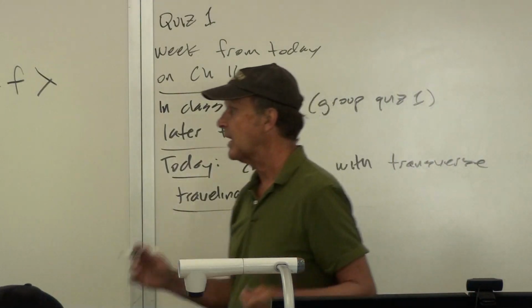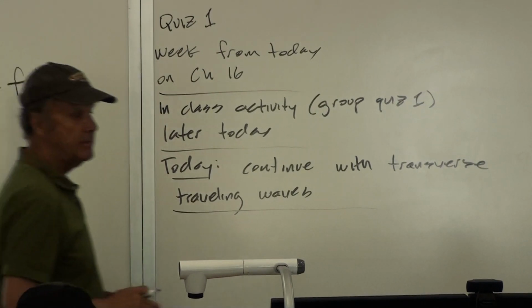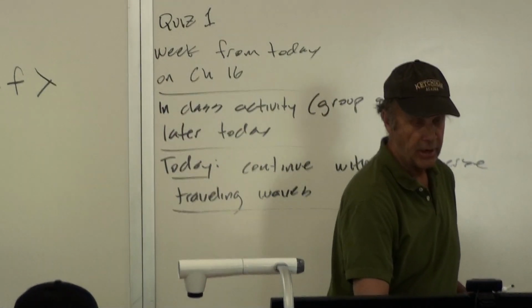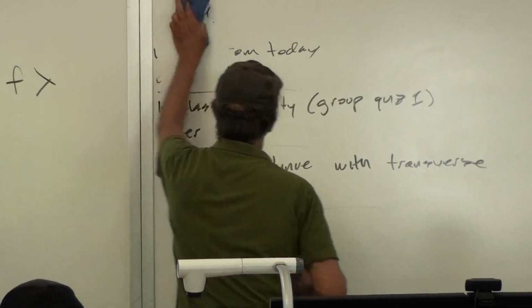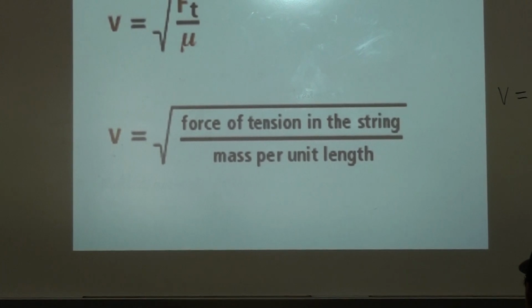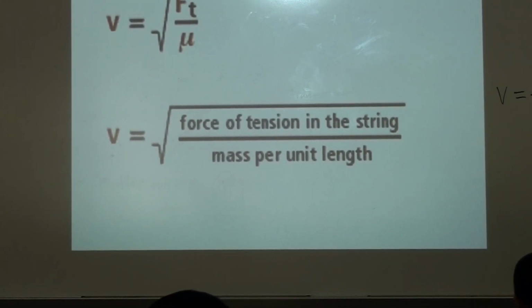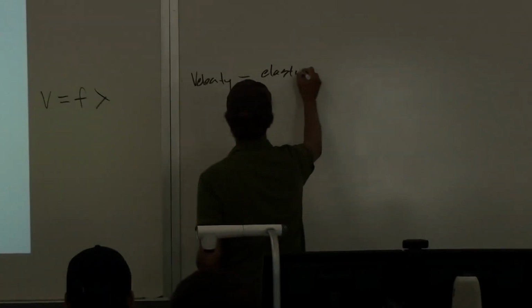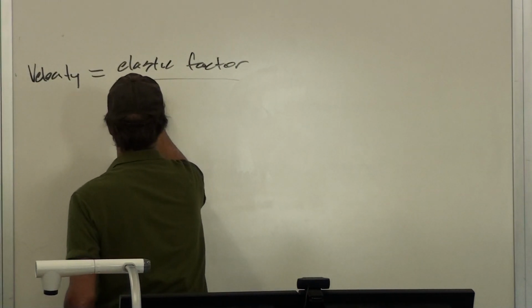Okay, and so how do we know what the velocity is? Well, typically, the velocity we can think of as being a product of two different things. Or in this case, a quotient, I should say, of two different things. In general, the velocity is equal to an elastic factor divided by an inertia factor.